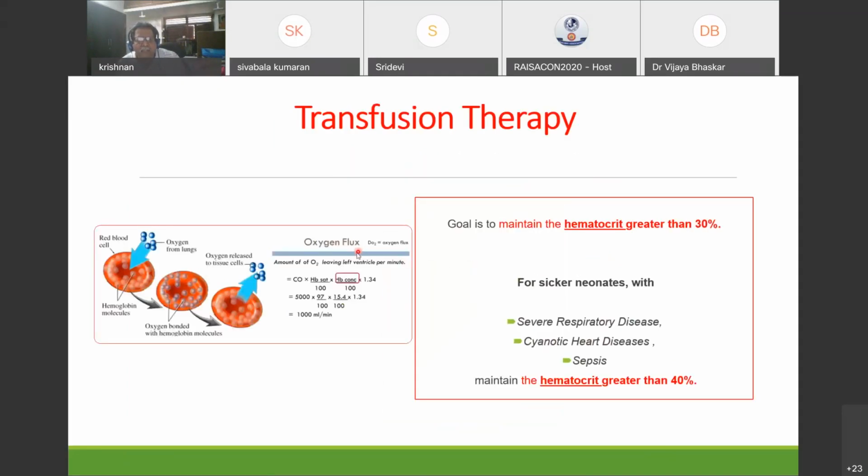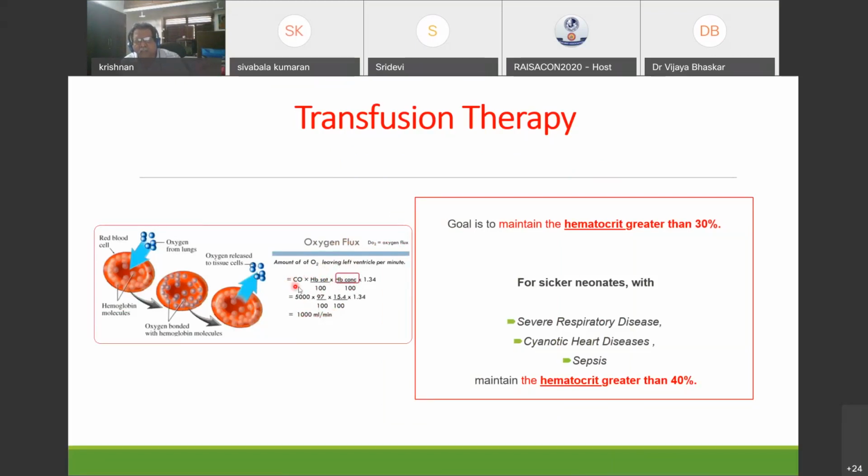So why we give blood transfusion is, if you see, the oxygen flux is nothing but the amount of oxygen delivered to the cell. It depends upon the cardiac output. The cardiac output depends on stroke volume and heart rate, which you take care of by giving fluids. We have another component, that is hemoglobin, how much hemoglobin is available. Okay, both these things combine to give an oxygen flux of 1000 ml per minute.